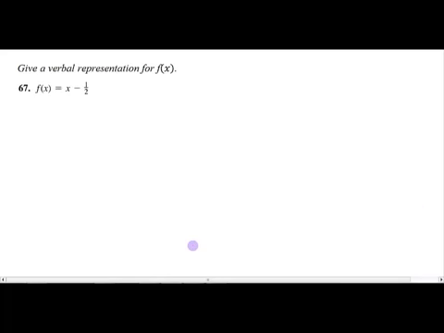Let's give a verbal representation for f of x here. f of x is a function x minus 1/2, so it's taking all of our inputs and subtracting half every time. So that is the verbal representation: subtract 1/2 from the input. So any input gets 1/2 subtracted from it.